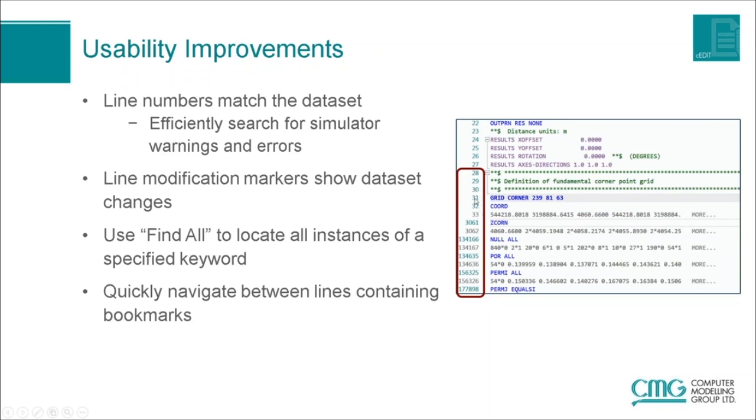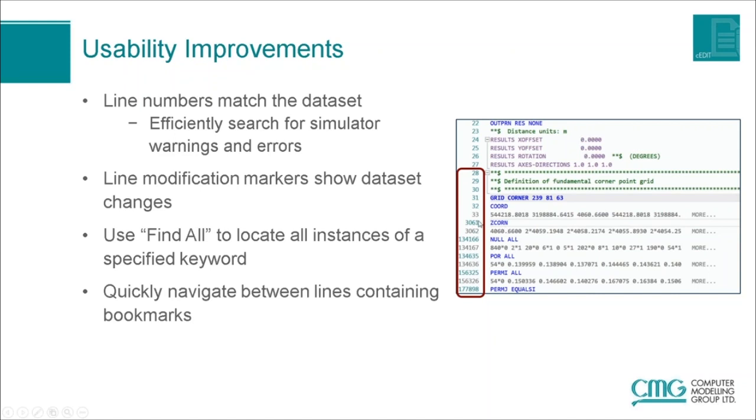And then this year, the line numbers exactly match up with what would show if we didn't open this in cEdit, because one of cEdit's great strengths is, if we look here, we have the CORN keyword, and then we have about 3,000 lines of grid coordinates. And so we know you most likely don't want to look at that every time you open the data set, so it's just collapsed into one line.